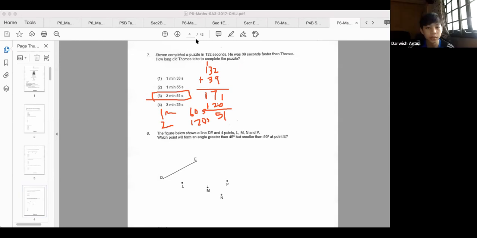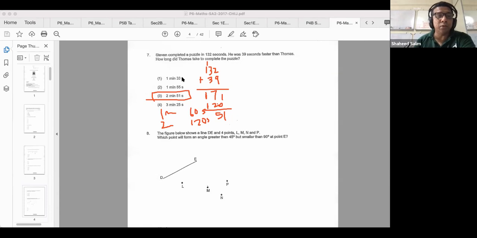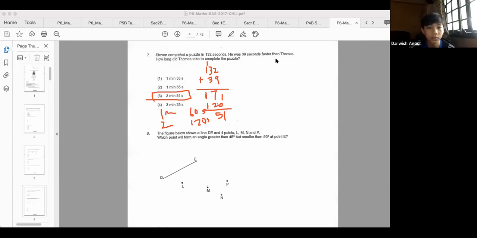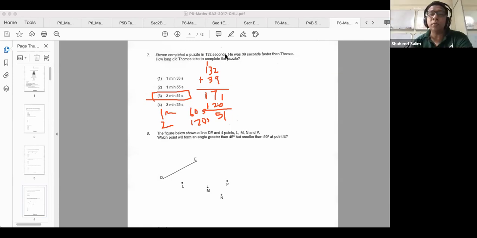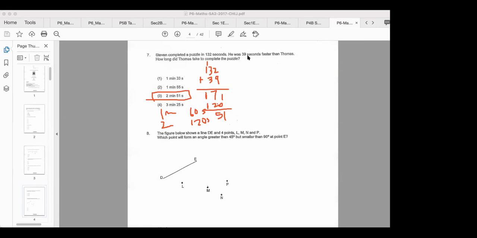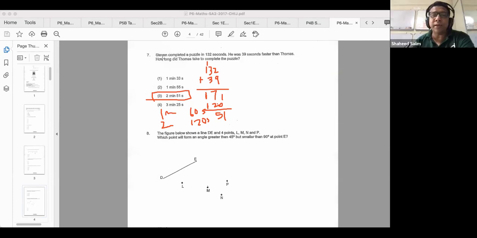I thought minus. If minus means you become faster, let's say now Thomas is slower, Stephen is faster. Yeah, go toilet. Yeah, go.